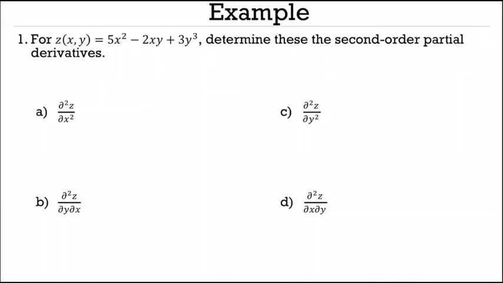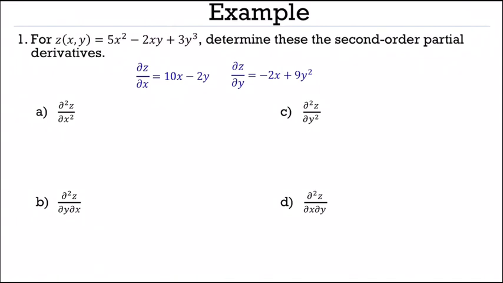In this question, we want to find the second order partial derivatives for the function given, but first we must have the first order ones. So the first order partial derivative with respect to x is 10x minus 2y. And the first order with respect to y is negative 2x plus 9y squared. Now we can find the second order partial derivatives.